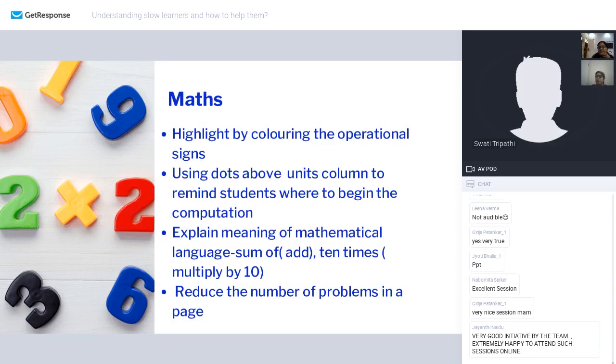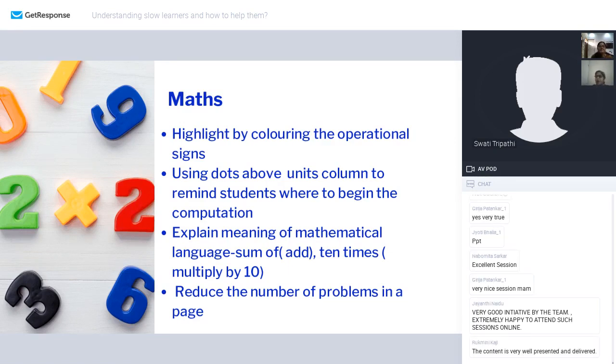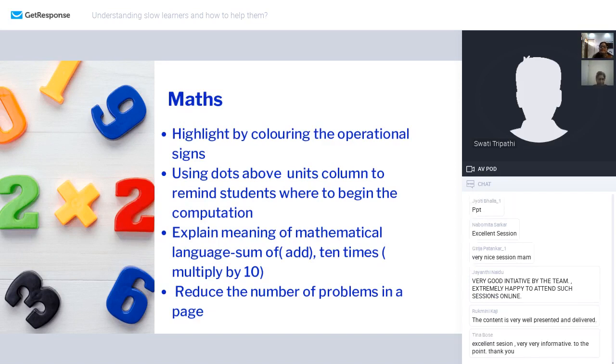Then, while doing the problem sums which have sentences in it, you can beforehand tell them the meaning of what the sum of means. That means addition. What does times mean? That means you have to do multiplication. If it says these many were less, then they have to do subtraction and all that. Then you can also reduce the number of problems given on that particular page for that child.